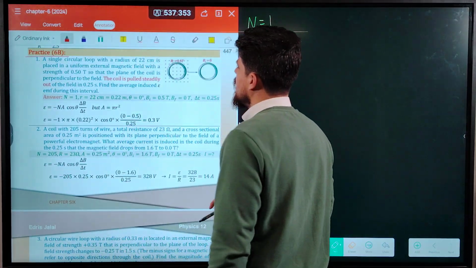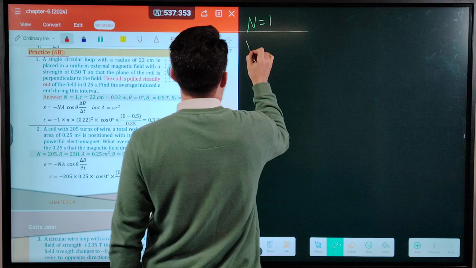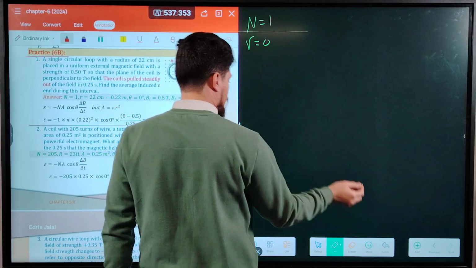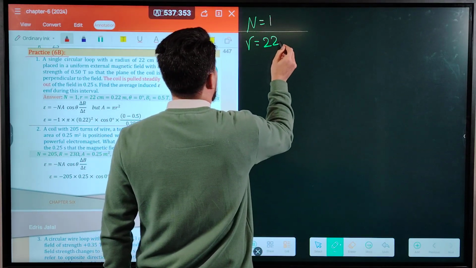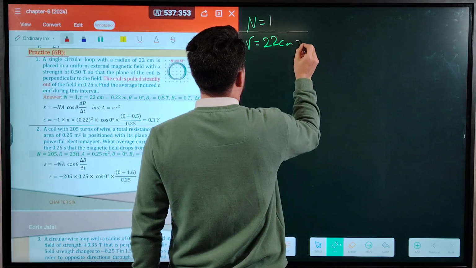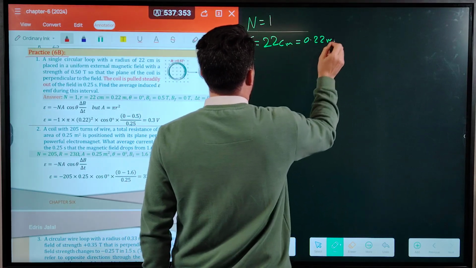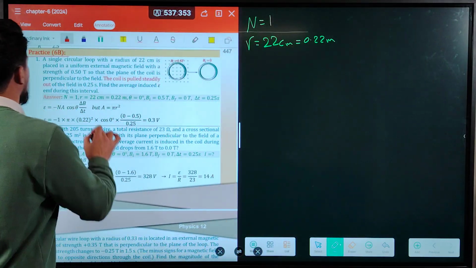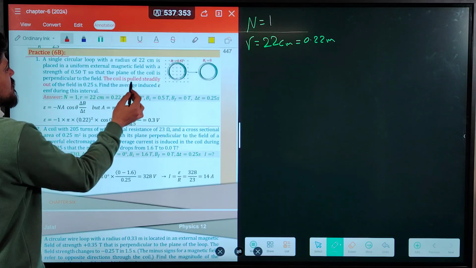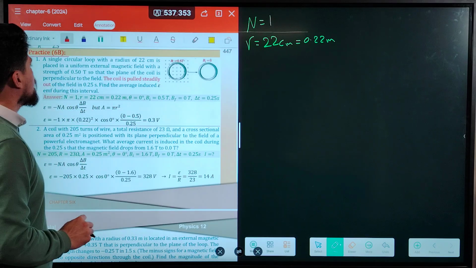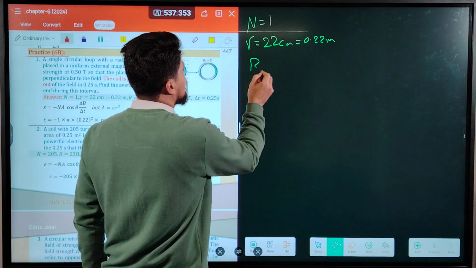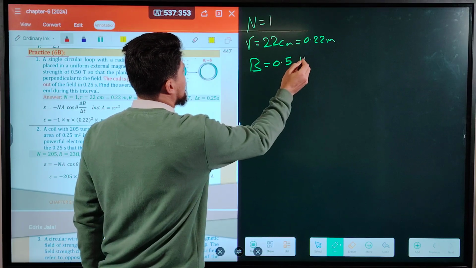Number of turns is 1 with the radius r = 22 centimeters. So you have to convert to meters: 0.22 meter. It is placed in a uniform external magnetic field with the strength of 0.5 Tesla. B is equal to 0.5 Tesla.